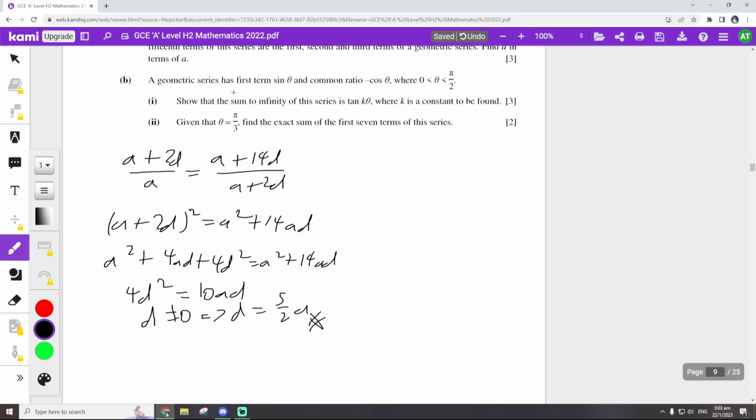A geometric series has first term sine theta and common ratio negative cosine theta, where 0 is less than theta is less than pi over 2. Show that the sum to infinity of the series is tangent k theta, where k is a constant. First, we show that the sum to infinity does exist.